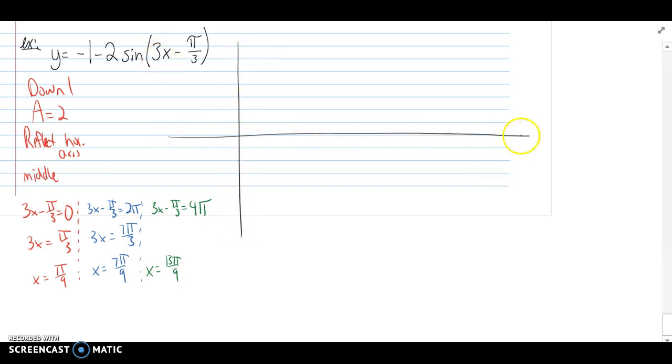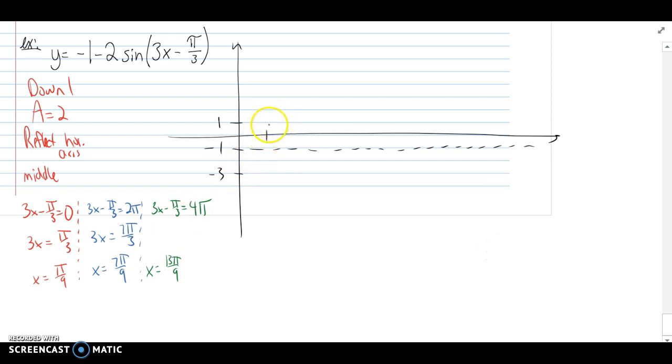Set up the axes. The whole graph is shifting down by 1. So the new line of equilibrium is at y equals -1. Amplitude is 2, so the highest point we can get up to is when the y value is +1. The lowest value we can get down to is -3. So I can see that it stretches up and down by 2 from that line of equilibrium.